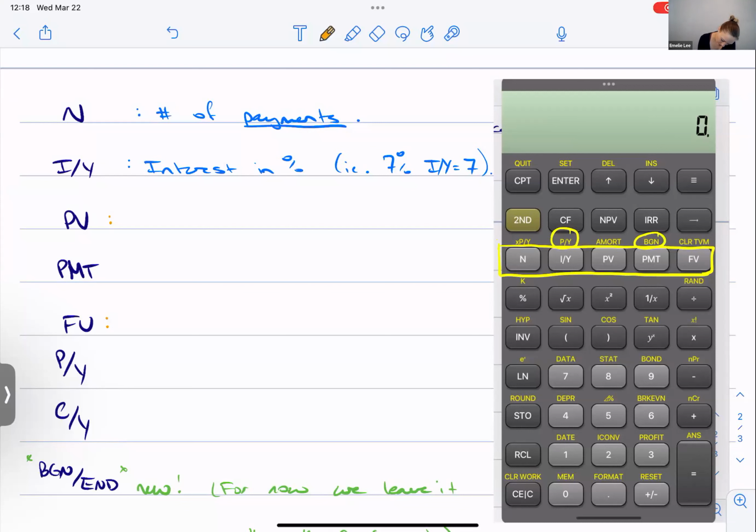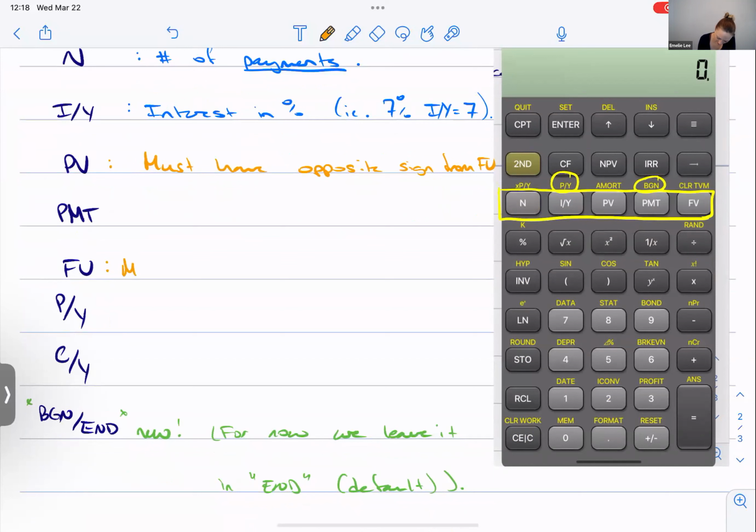The present value must have opposite sign from the future value. And same thing, the future value must have opposite sign from the present value. Otherwise, you're giving money, and then you're not able to find anything, for example.